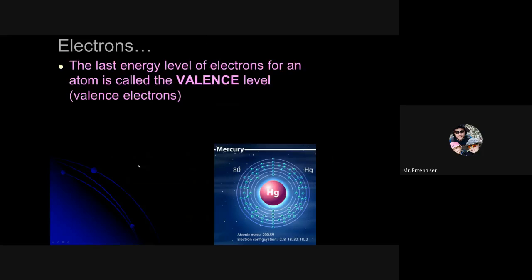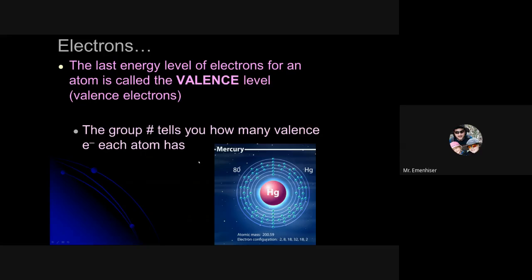All right, so electrons, the last shell is called the valence shell. So if you look at this one, it's that last shell that's furthest out from the nucleus. So as you fill shells and work your way out, the last one is called a valence shell. And it's important because it's involved in bonding and chemical reactions. All of the other shells are not involved. Okay? The group number that you are in tells you how many valence electrons you have.